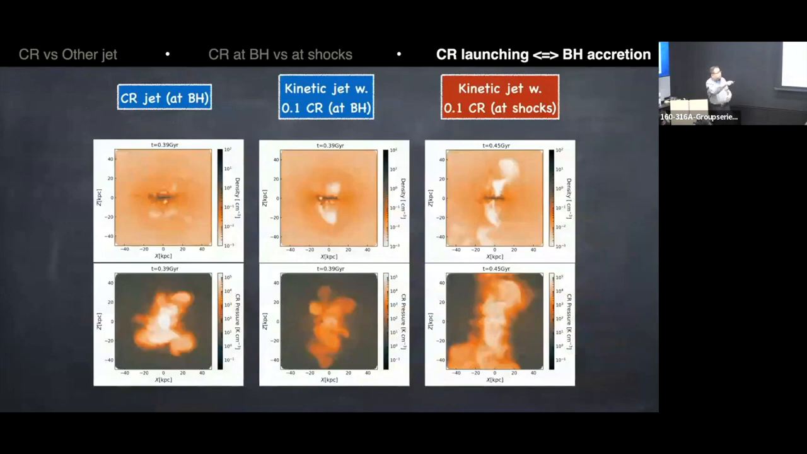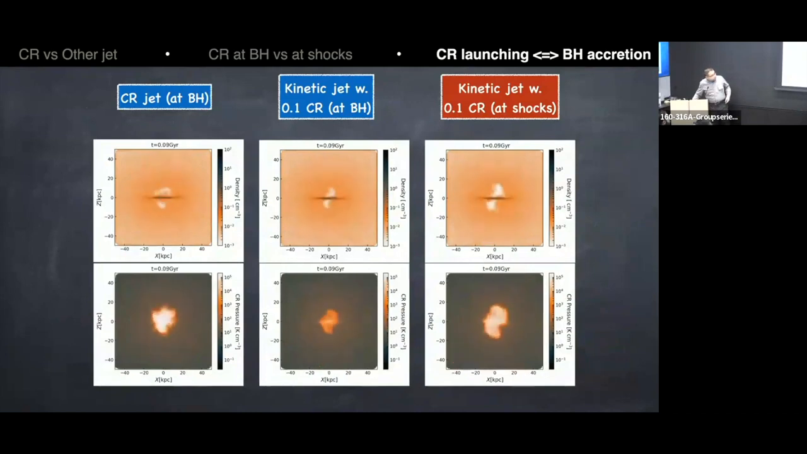So these two runs are injecting cosmic ray at the black hole vicinity. This is a cosmic ray dominant jet. The central part is the case with 0.1 of the energy injected at the black hole vicinity, and the right-hand side is the case where we inject 0.1 of the energy in cosmic ray at a larger scale shock front. And if you play the movie, you immediately see the very huge difference.